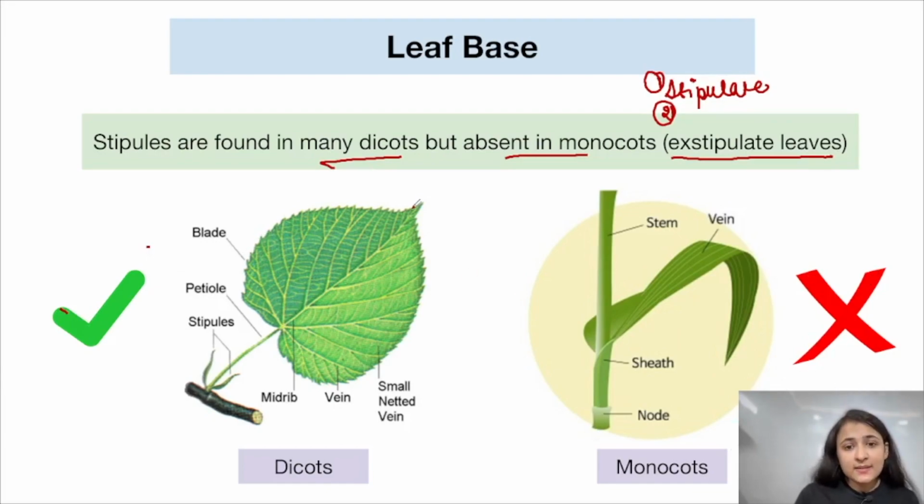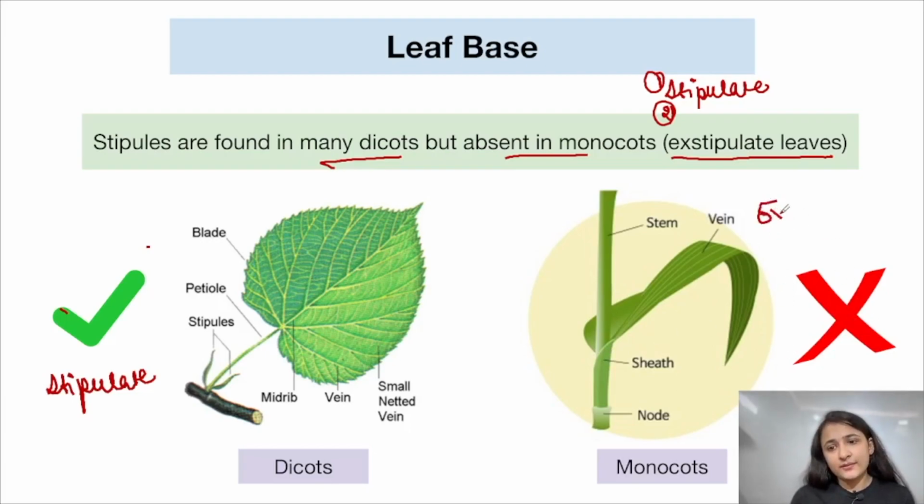So as you can see, this is a dicot leaf with the reticulate venation. We will also study about this in detail later. So here two stipules are present. See, stipules are present. So this is the stipulate leaf. Now this is the monocot leaf, right? See, here no stipule is present. At the point of attachment of the leaf and the stem, we cannot see any stipule here. Okay, so this is an exstipulate leaf. So stipules are absent in monocots.